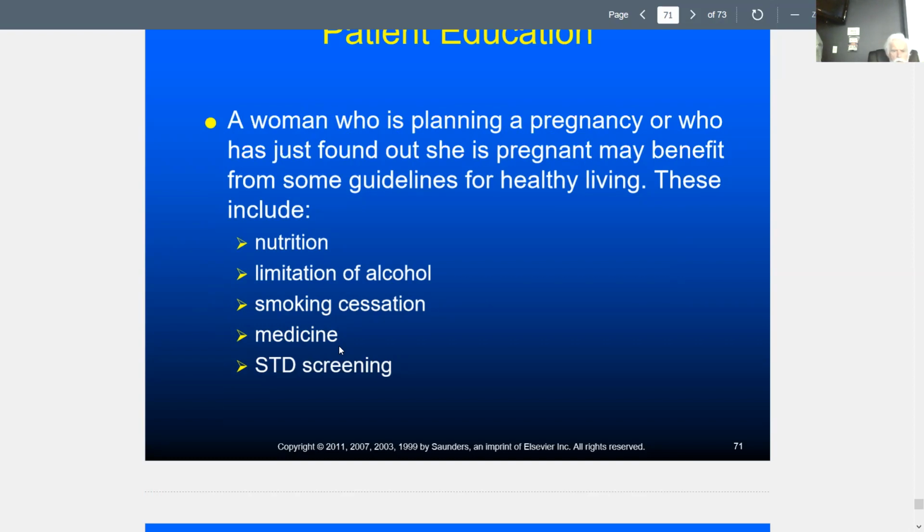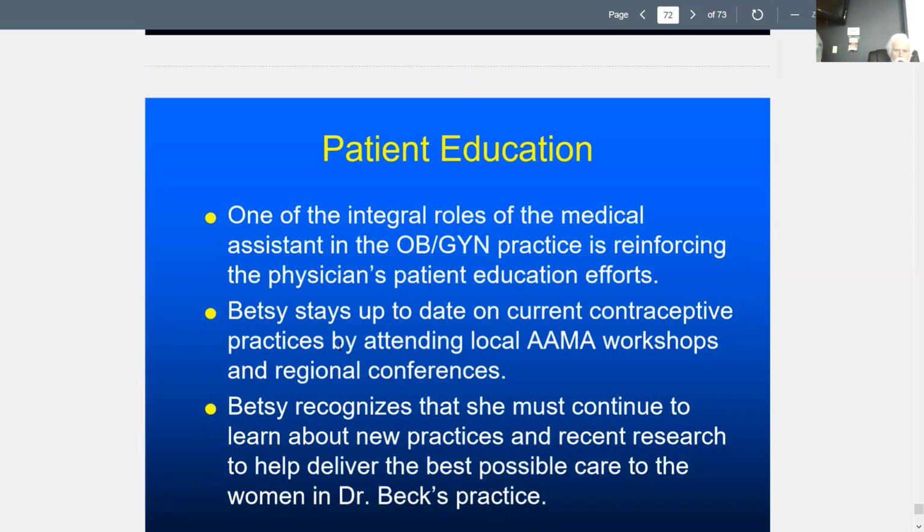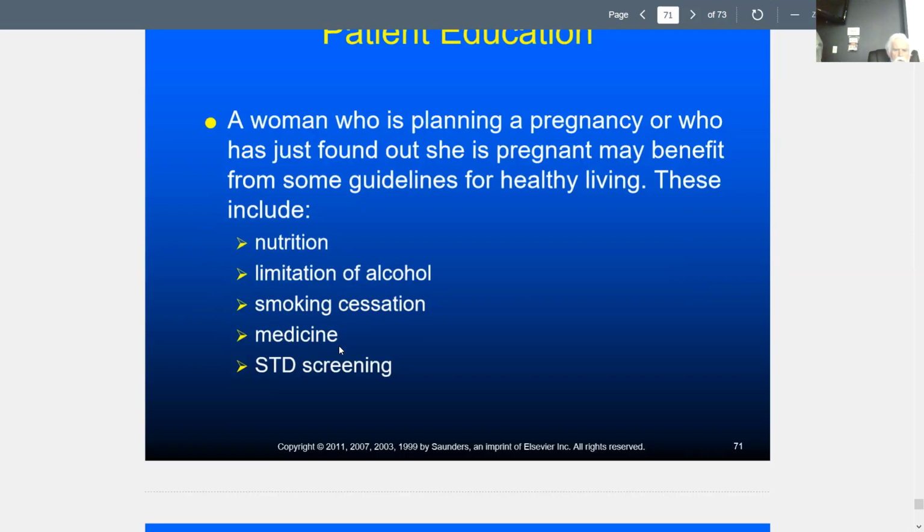Okay. So anyway, one of the things that, of course, we recommend for pregnant women is take a real close look at nutrition.